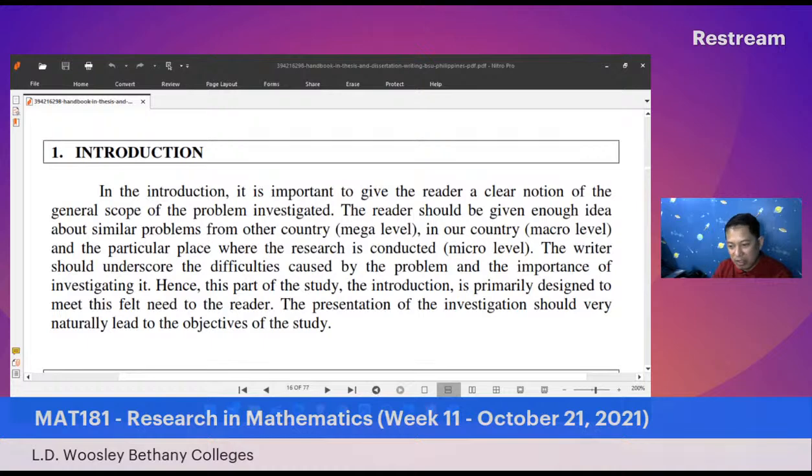And the writer should underscore the difficulties caused by the problem and the importance of investigating it. So there must be a motivation, there must be somehow an explanation why the writer should research on this. No? So have a solution on the problem perceived. Okay, and the importance of investigating. Hence, this part of the study, the introduction, is primarily designed to meet the felt need of the reader. No? So kailangan maramdaman ng reader na importante yung iyong research. It makes sense to the reader. The presentation of the investigation should naturally lead to the objectives of the study.